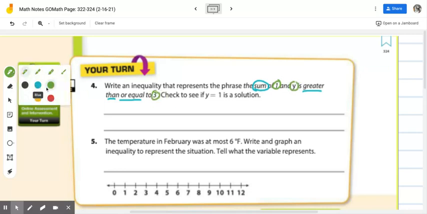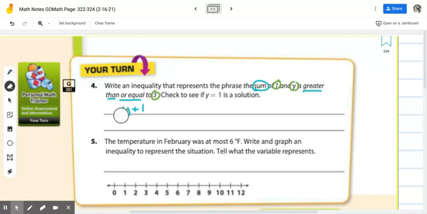Okay, so if I was to write this inequality, I'd probably write it like this. The sum of 1 and y, so it'd be y plus 1. Now, I could also say 1 plus y. The commutative property of addition says I can add in any order I want. So I could put 1 and y instead. Maybe I'll do that instead. So just like the sentence says, 1 plus y. And then it says is greater than or equal to 3. So I'm going to put greater than or equal to 3.